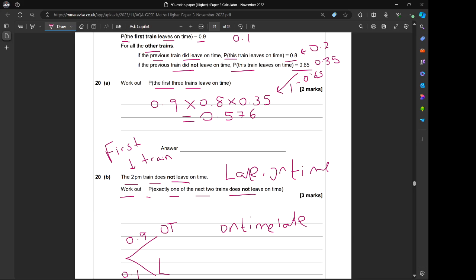Okay. So let me just actually think here. Let me just think for a second. So late and on time, that'll be 0.65 times 0.35 plus 0.8 times 0.2. When I do that, guys, what do I get here on my calculator?